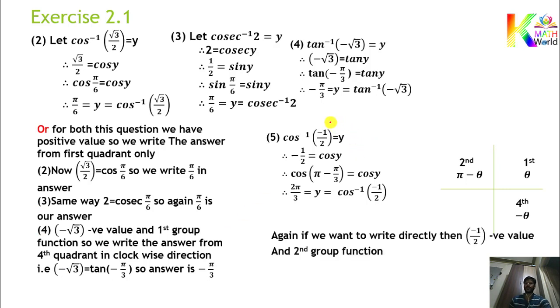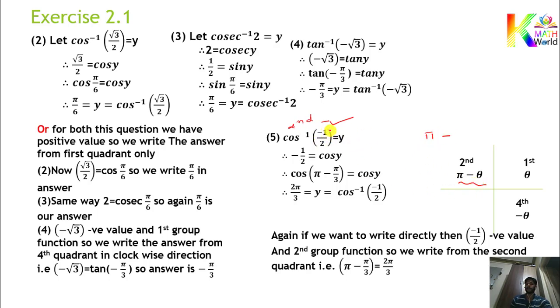Again, suppose you want to write directly: it is a second group function with a negative value, so from the second quadrant, which means the pi minus theta format. You just need to write the angle. So pi minus, and the value 1 by 2 in terms of cos is cos 60, and 60 means pi by 3. Taking the LCM, 3 pi minus pi, that should be 2 pi by 3. You can see that answer and the description written here.